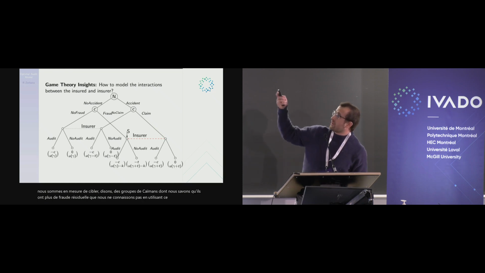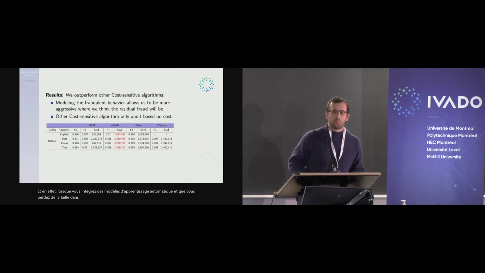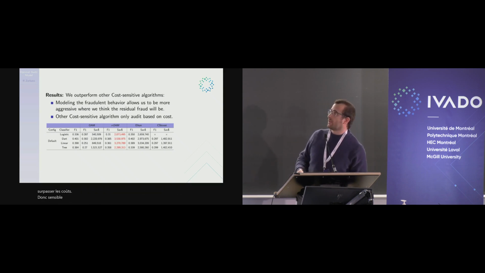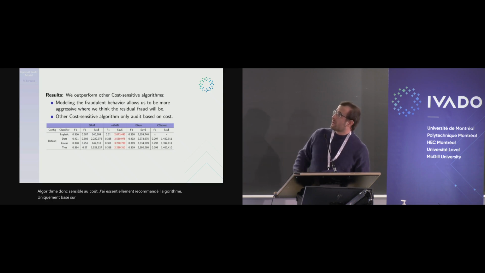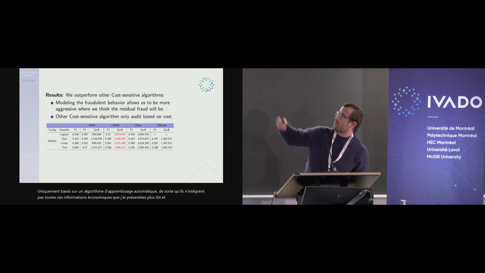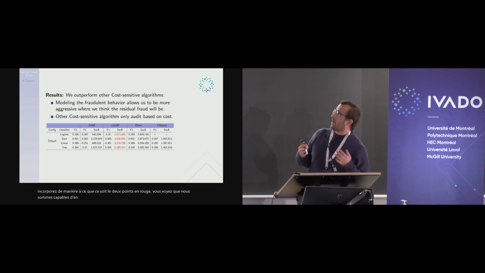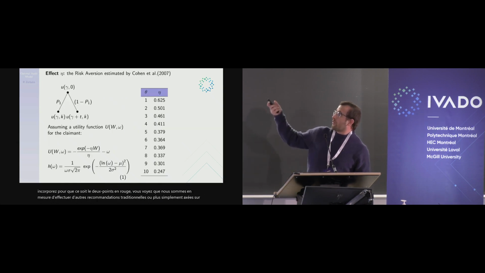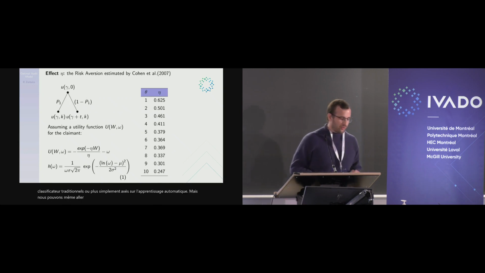And indeed, when you incorporate machine learning models and those insights from game theory, you are able to really outperform cost-sensitive algorithms. Cost-sensitive algorithms are essentially recommendation algorithms based only on machine learning, so they don't incorporate all those economic insights that I presented earlier. When you incorporate them, this is the column in red, you see that we are able to outperform other traditional or more ML-focused classifiers and cost-sensitive recommendation systems. But we can even go further. We can even try to do some feature engineering using economic literature.